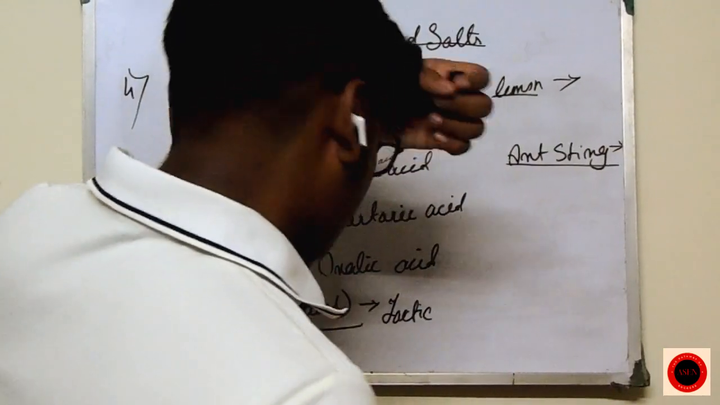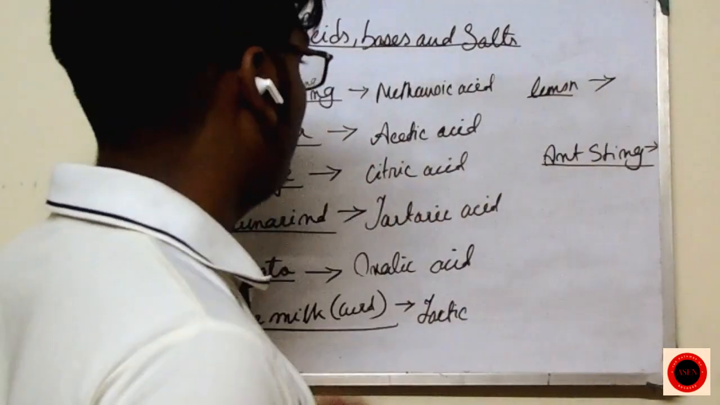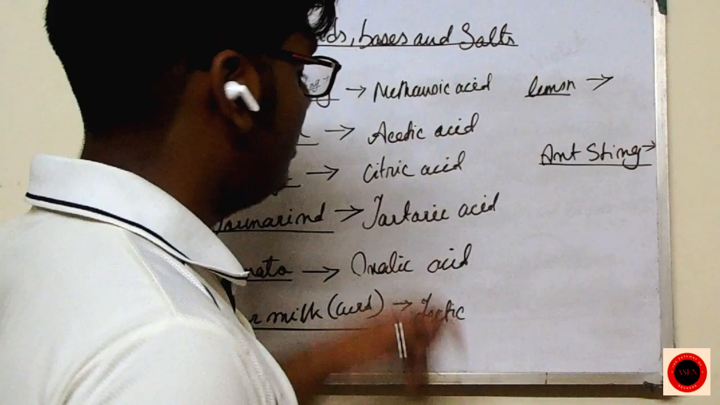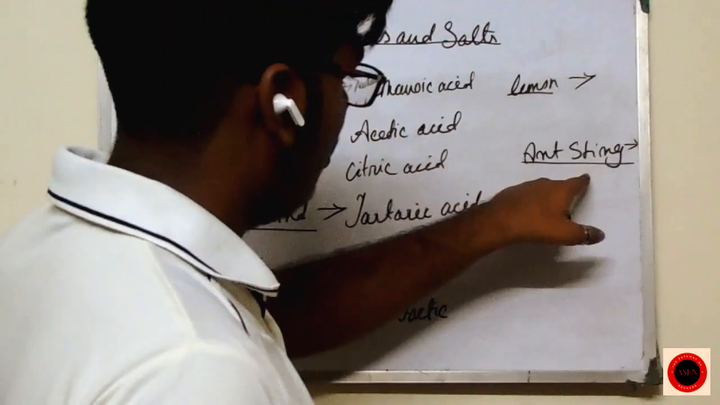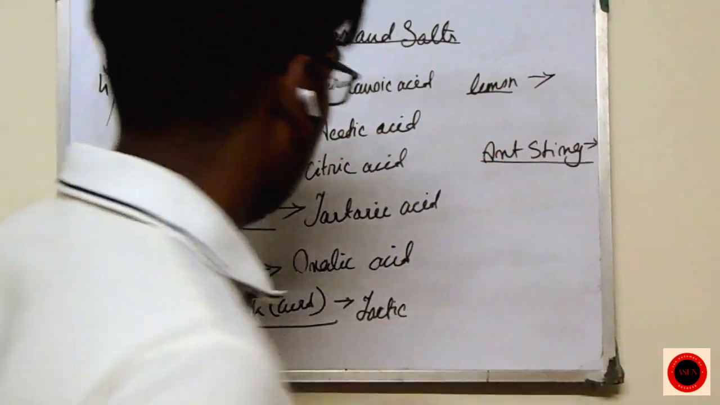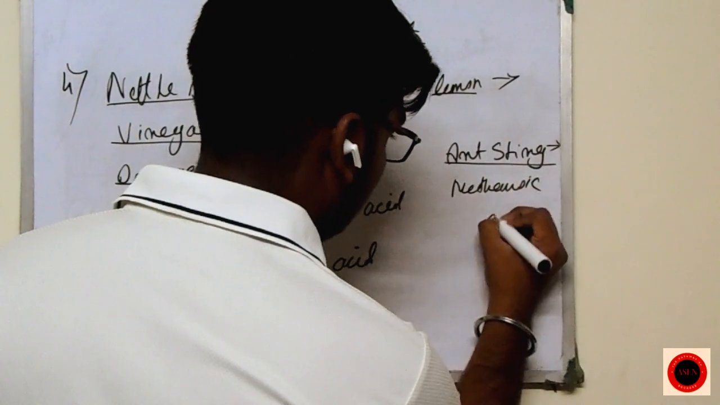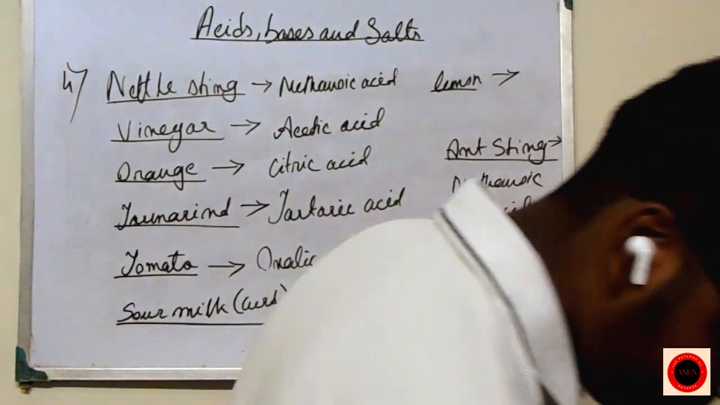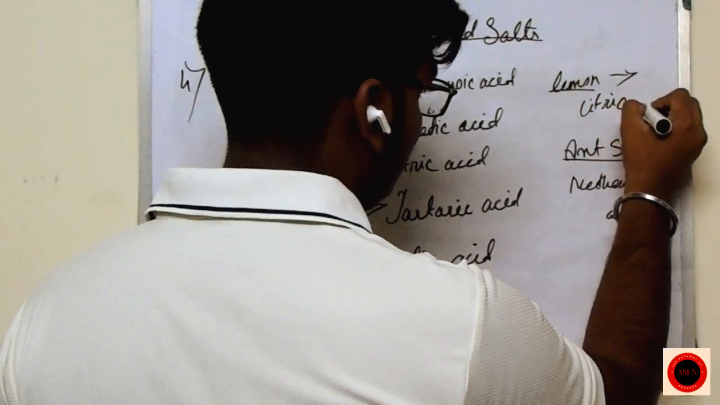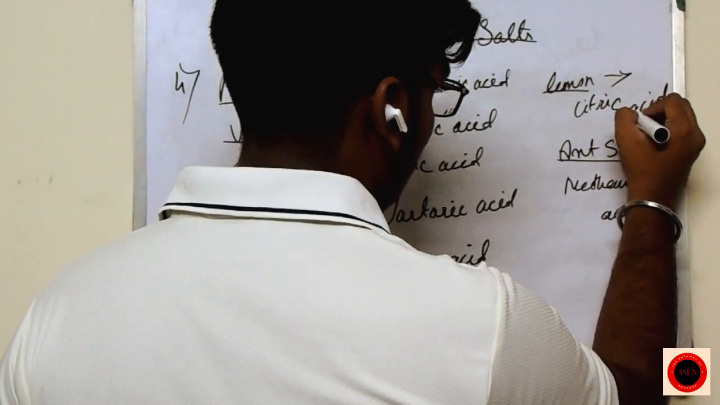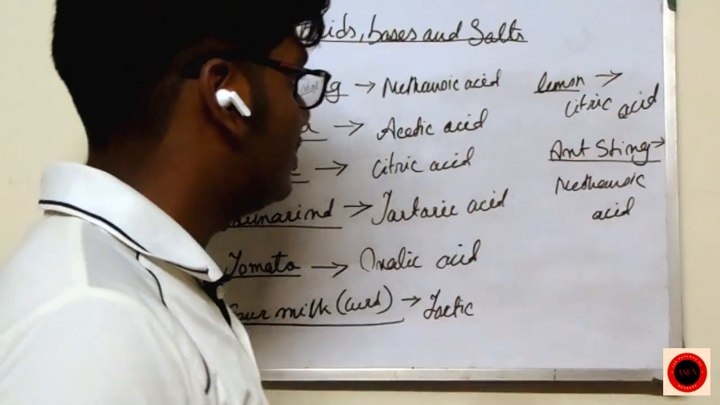You have to remember these things. This chart can come in two ways. Methanoic acid is present in which thing? You have to write nettle sting or ant sting. It is also methanoic acid, and citric acid. I know the handwriting is worse.